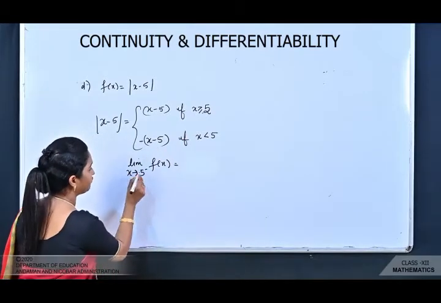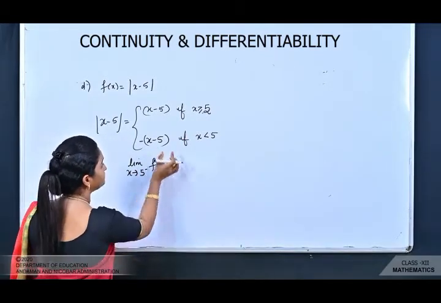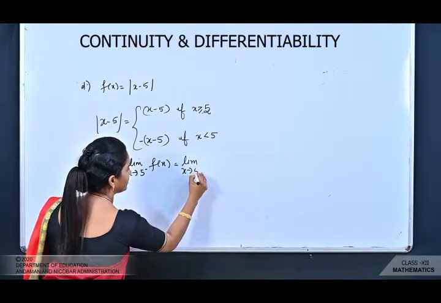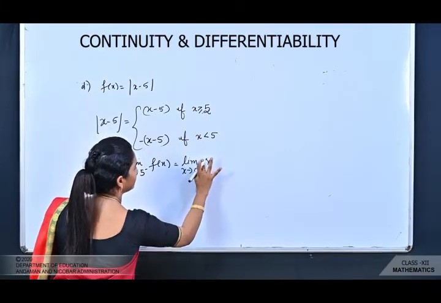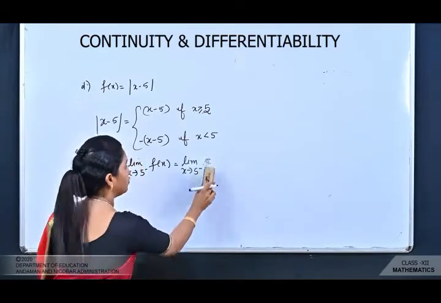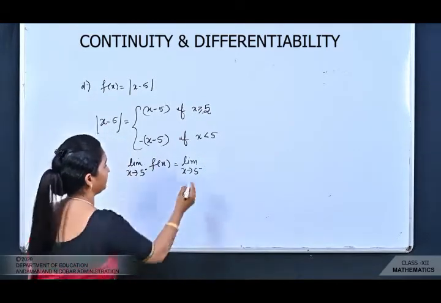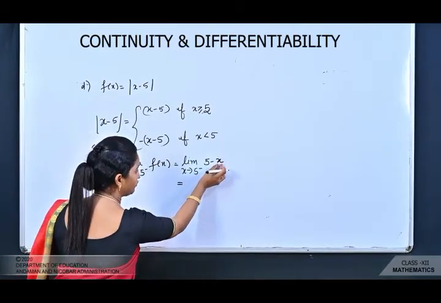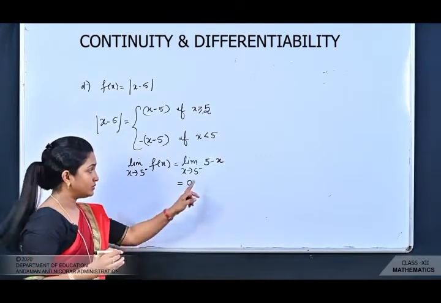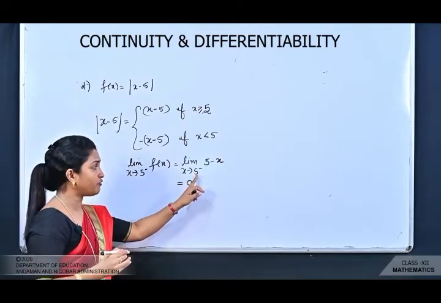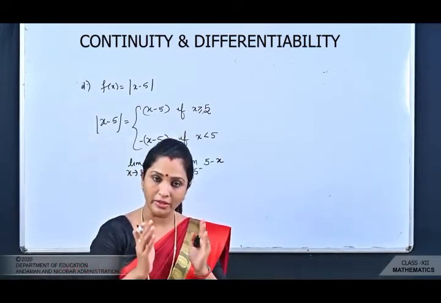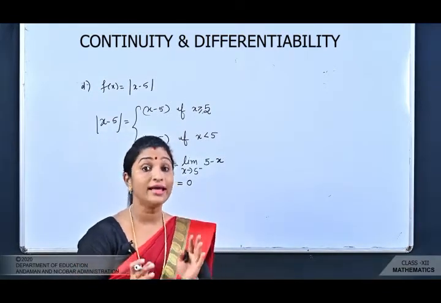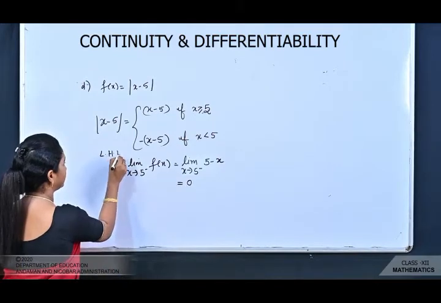So when you are approaching 5 from the left hand side, the value of the function will be minus of (x minus 5). So you will write limit x tends to 5 minus of minus (x minus 5); when you multiply inside, it becomes 5 minus x. Clear? So when you substitute the value of x as 5, it becomes 0. Make sure that the meaning of 5 minus doesn't mean minus 5. The meaning of 5 minus is you're approaching 5 from the left hand side. This is called left hand limit, LHL.